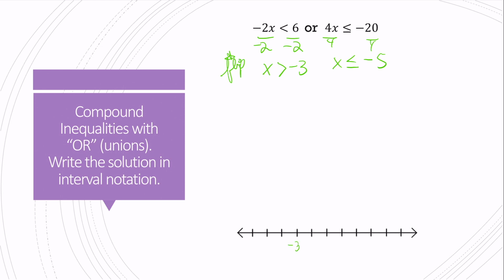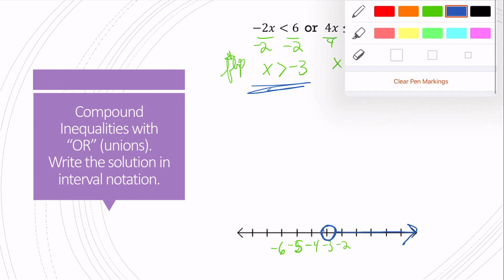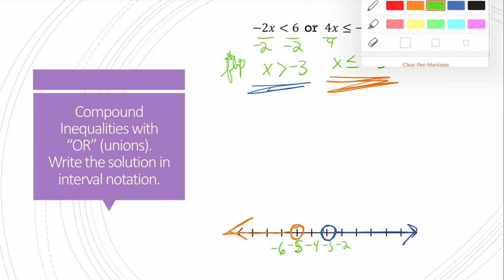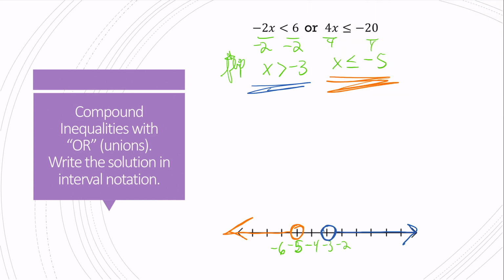So let's go ahead. I'm going to graph x is greater than negative 3 in blue. So I circle negative 3 and I shade to the right. And then in orange, we have x is less than or equal to negative 5. So I have negative 5 and everything less than negative 5. So my solution set needs to be everything that's orange, everything that's blue, and everything that's both orange and blue. Well, there's nothing that's both orange and blue here, and there's a gap in my solution set, it seems.